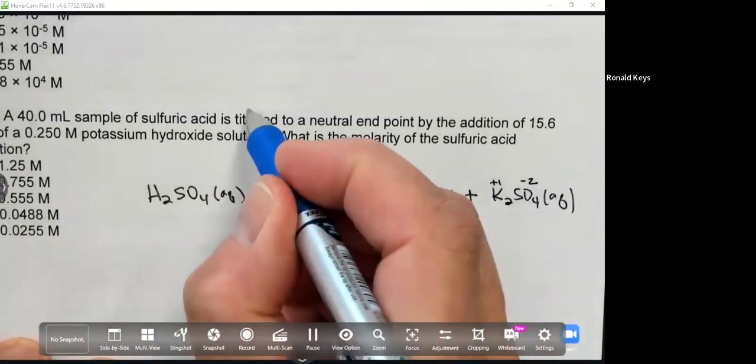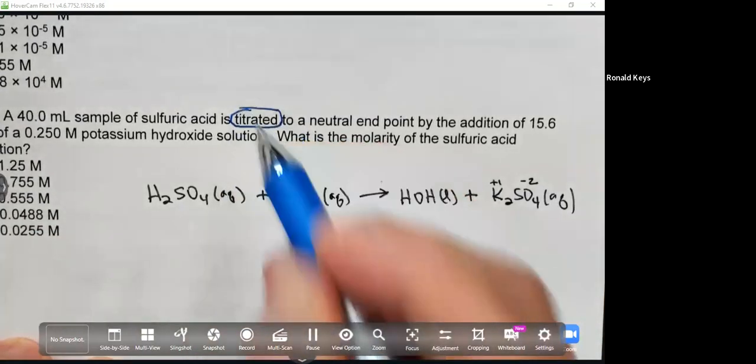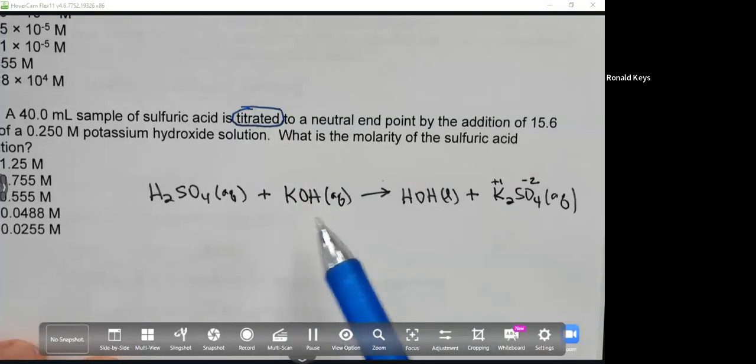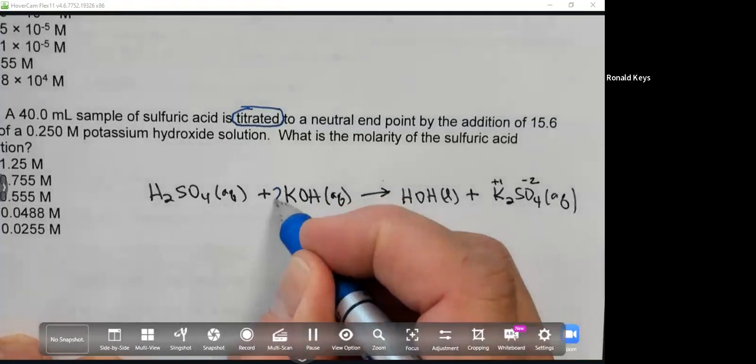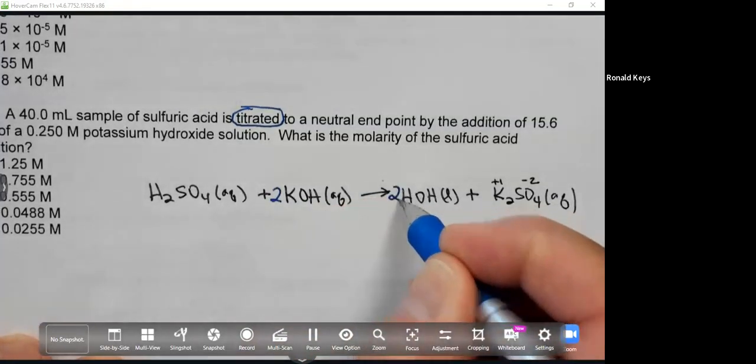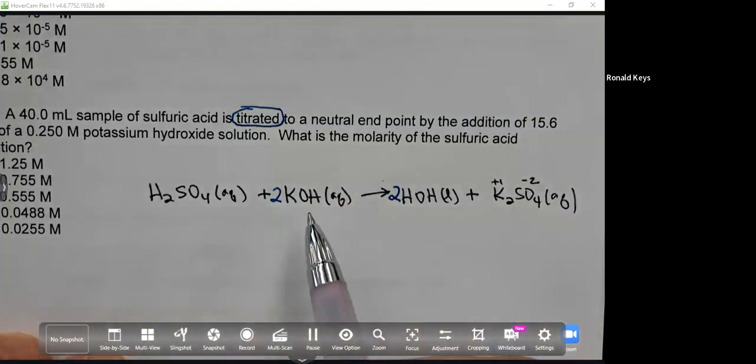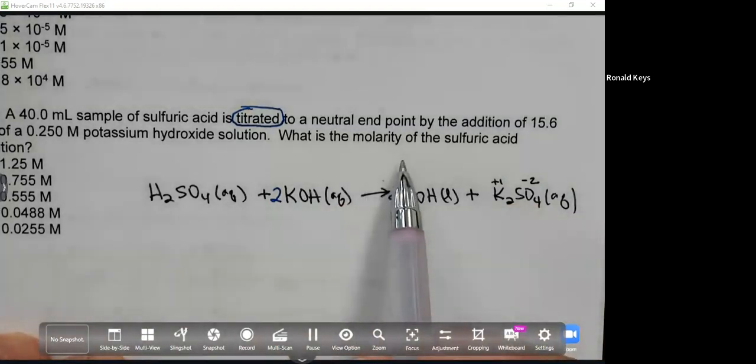So titration, that's what starts today in lab. Titration is just an accurate way to add a liquid solution to another. And again, that starts today in lab. We need to put a 2 here and a 2 here. This is going to be, what is the molarity of the sulfuric acid?